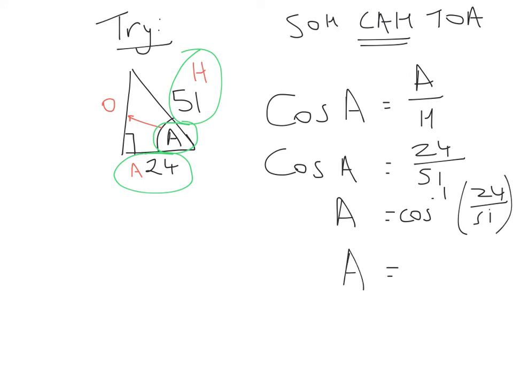We're going to pop that into our calculators. So we press shift cos, we create our fraction 24 over 51, and we're going to round this to 2 decimal places. So that's going to give me an angle of 61.93 degrees.